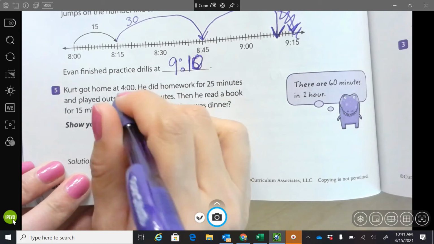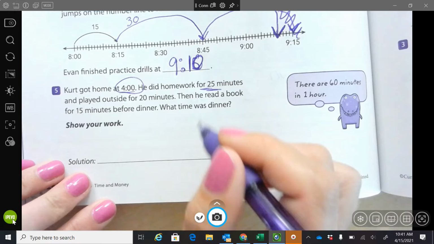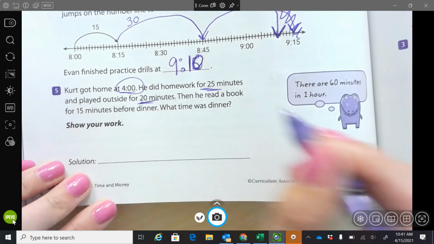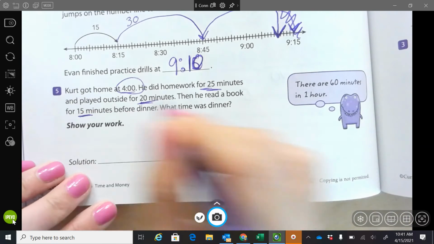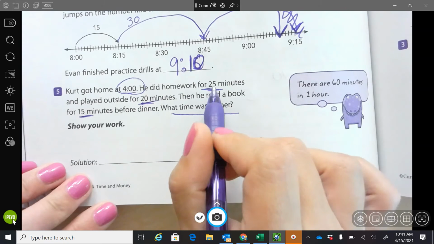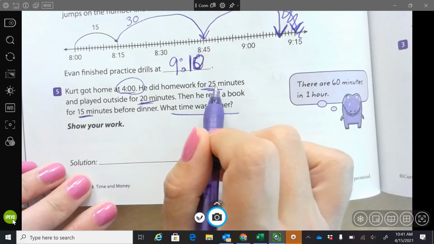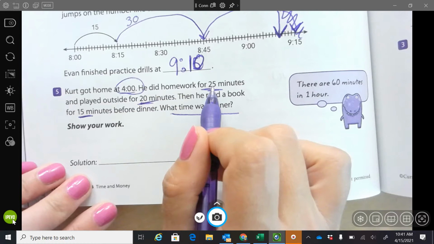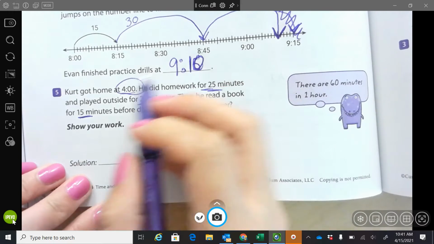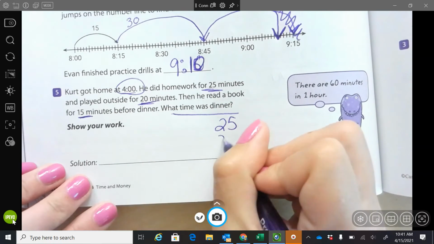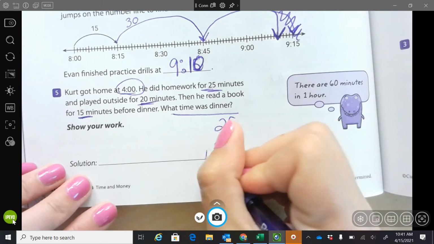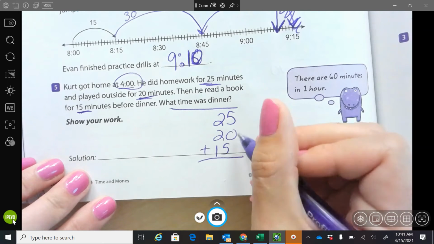Okay. Kurt got home at 4 o'clock. He did homework for 25 minutes and played outside for 20 minutes. Then he read a book for 15 minutes before dinner. What time was dinner? So we're gonna add up all of these things. So what did he do first? Did his homework for 25 minutes. Okay, so we're gonna put 25 minutes there. Then what did he do? Played outside for 20. And then what did he do?